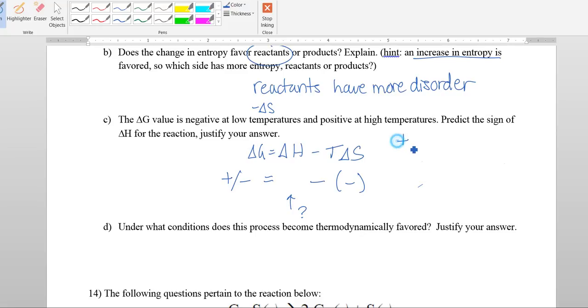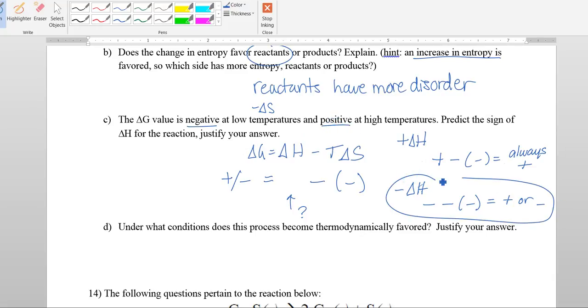So if delta H were positive, I would end up with a positive number minus a negative number, and that would always be positive. If H were negative, I'd end up with a negative number minus a negative number, and this could be positive or negative depending on the values. Okay, and we are told that delta G is sometimes negative and sometimes positive, therefore our delta H value must be negative.